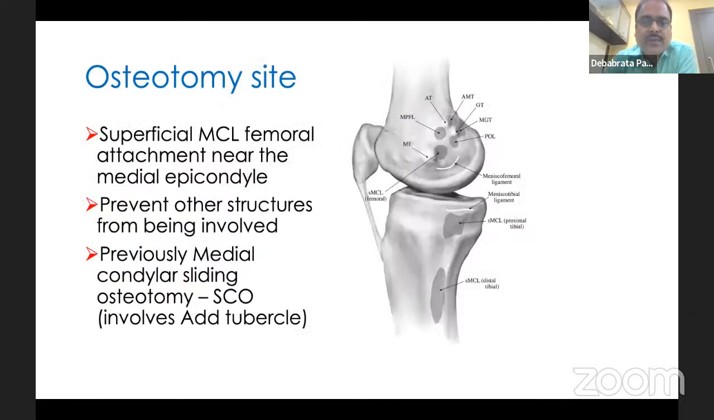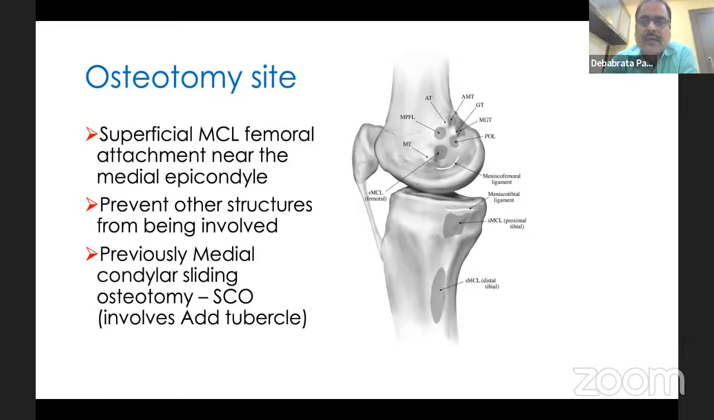So as we know, the superficial MCL is attached to the medial epicondyle. When you see the structures attached on the medial femoral condyle, there are few structures which are attached in and around an area over the medial femoral condyle. It may be around the medial epicondyle: the superficial MCL, then the MPFL, the adductor magnus, gastrocnemius, and the posterior oblique ligament are attached differently, and it is away from the attachment of the medial epicondyle and the attachment of the superficial MCL.